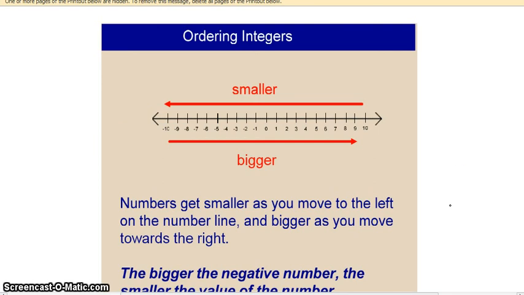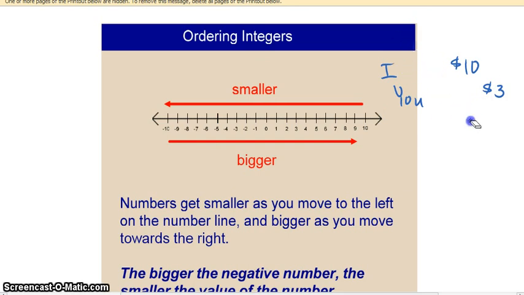negative numbers are always going to be smaller than positive, and the bigger a negative number gets, the smaller the value. You can think about it with money. So if, for example, I have $10 and you have $3, obviously I have more money than you do.